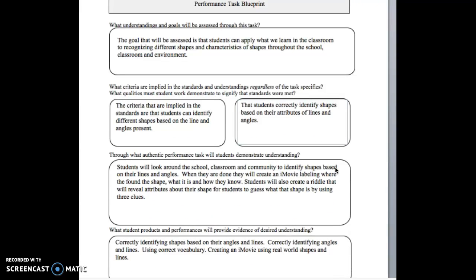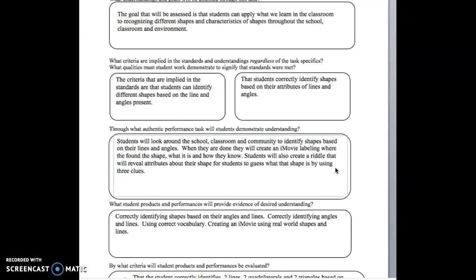When thinking about my performance task, I really had to figure out how to break it down. What exactly did I want to assess during this task? I really wanted to make sure that the students recognize the different shapes and that you tell them by the different characteristics: if they have parallel lines, what type of angles are in the shape, and that's how they can tell what exactly that shape is. I wanted to make sure that it was standards aligned and that the students were going to grasp the entire concept. The authentic performance task that they'll be doing is creating that iMovie.